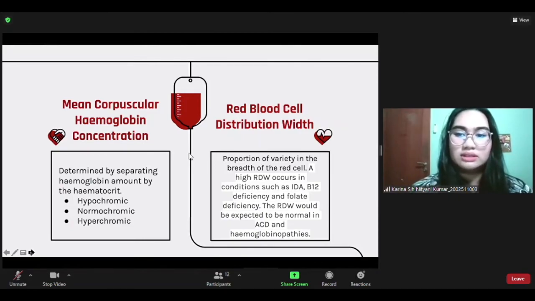The next one is red blood cell distribution width, or RDW, a measure of the variation in the diameter of the red blood cells. A high RDW occurs in conditions such as iron deficiency anemia, or IDA, B12 deficiency, and folate deficiency. The RDW would be expected to be normal in anemia of chronic disease, or ACD, and hemoglobinopathies.